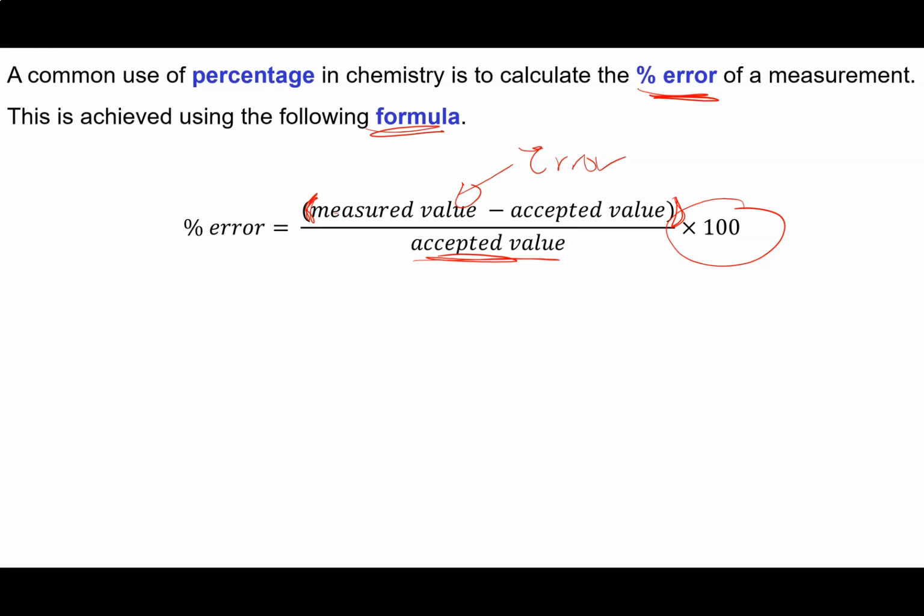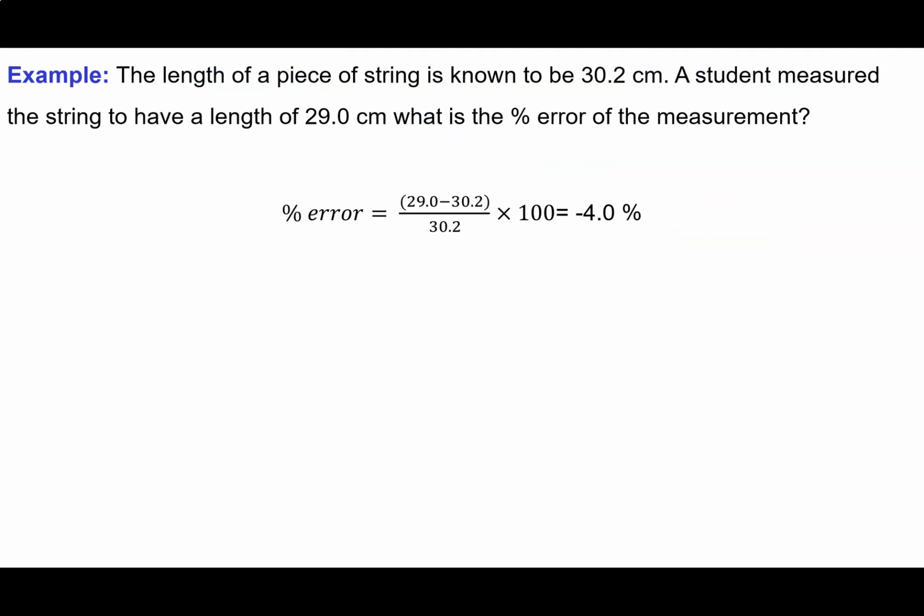And it can be either a positive number if your number is too big, or if your number was measured to be too small, it will be a negative number.